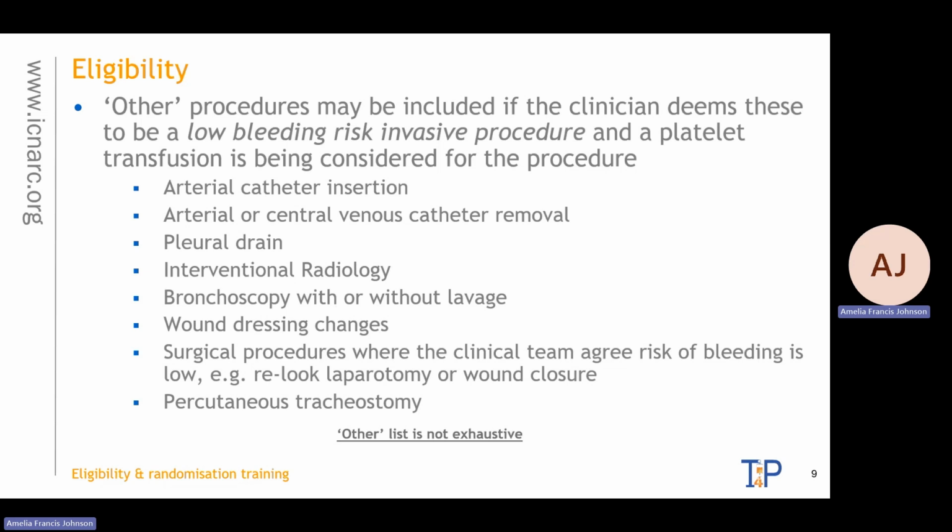You might notice that there's quite a lot of variation in the procedures. So for example, the arterial catheter insertion might not be considered invasive, but for some patients, depending on their clinical situation, it might be considered as an invasive procedure. On the other end of the spectrum, percutaneous tracheostomies we have seen to be considered as a low bleeding risk invasive procedure, but in other cases, they might be deemed a high bleeding risk invasive procedure.